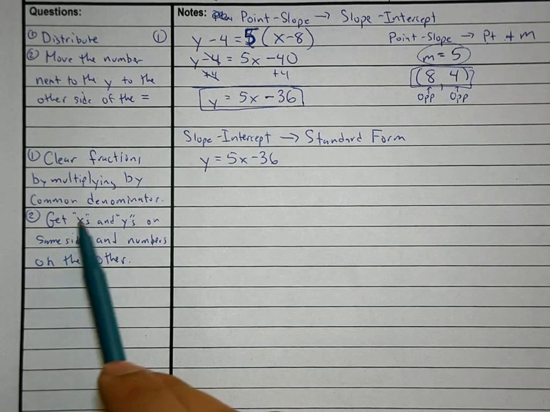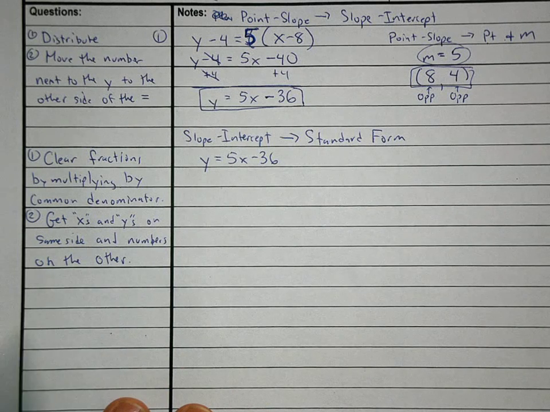Get the x's and y's on the same side and numbers on the other. Okay, that's step 2.